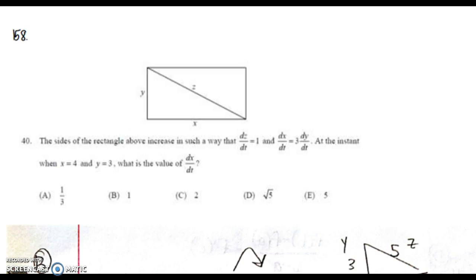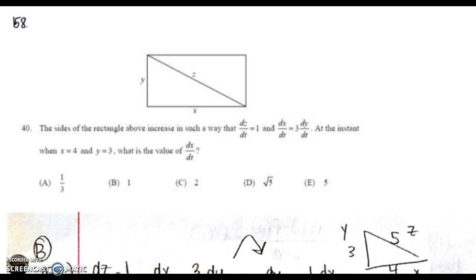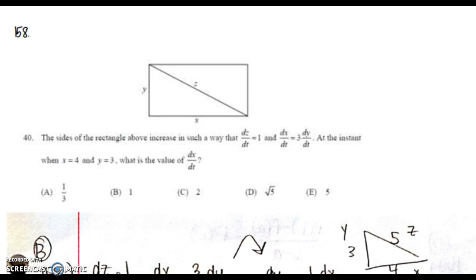You have the size of a rectangle. The rate that z is changing is 1. The rate x is changing is equal to 3 times the change in y. The instant that x is equal to 4 and y is equal to 3, how is x changing is your job in this problem.